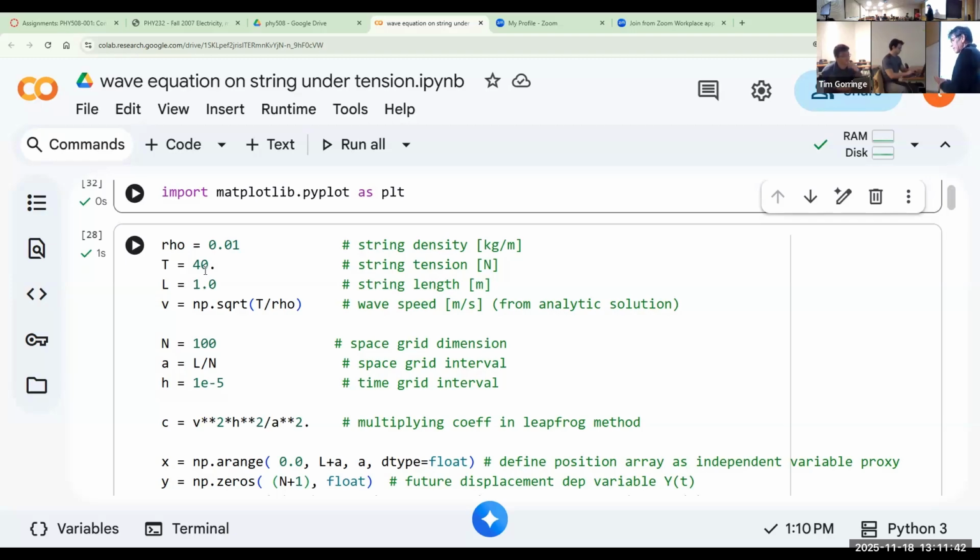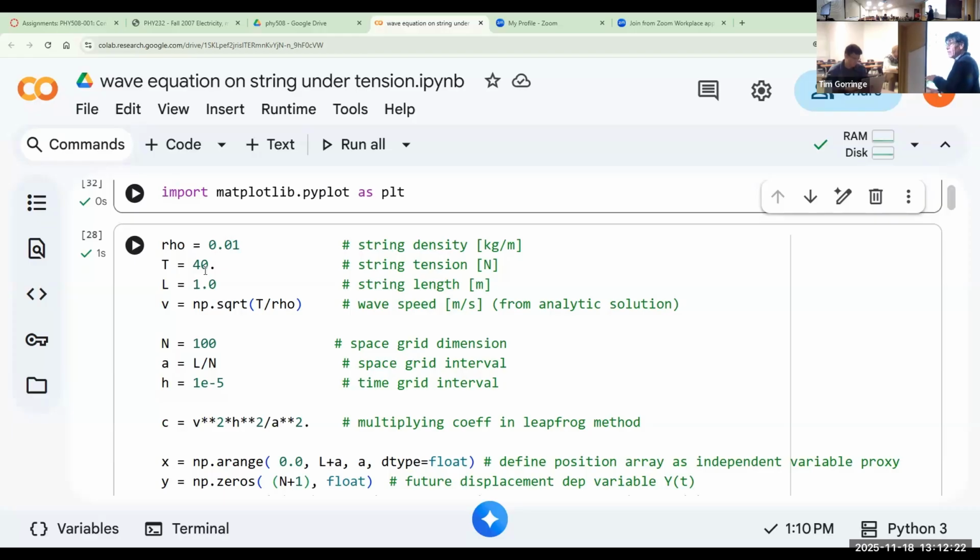We have to discretize space and time, like we did for the diffusion equation. I think I just cut and pasted this. I'm going to have 100 elements in space. So the 1 meter long wire, cable, or string is divided into a hundred little 1 centimeter segments. I've also got a discretization in time, which I made quite short, 10 to the minus 5 of a second.